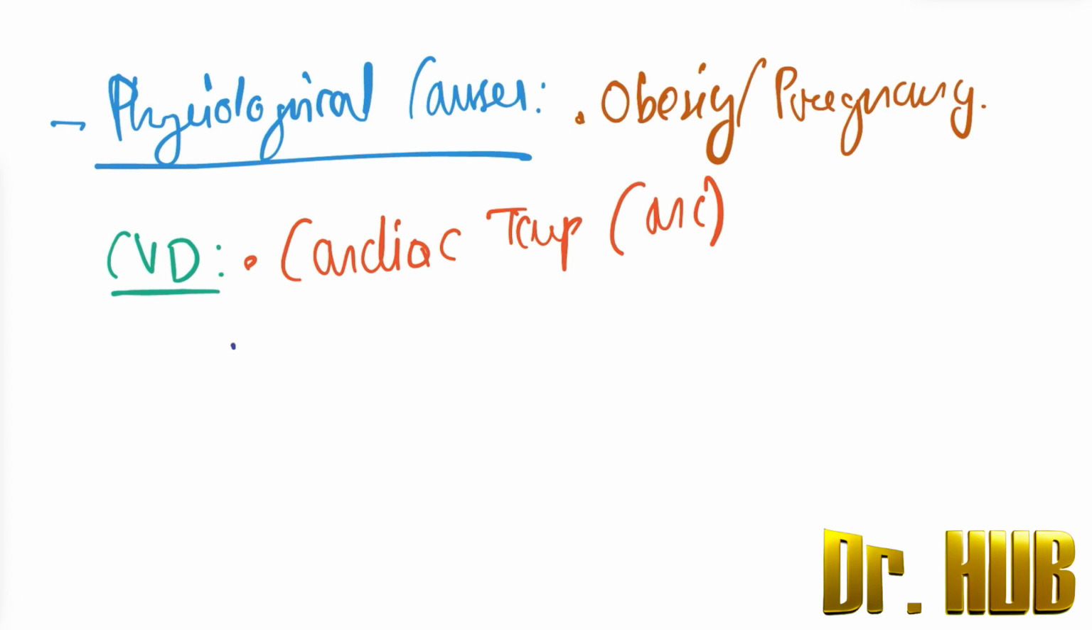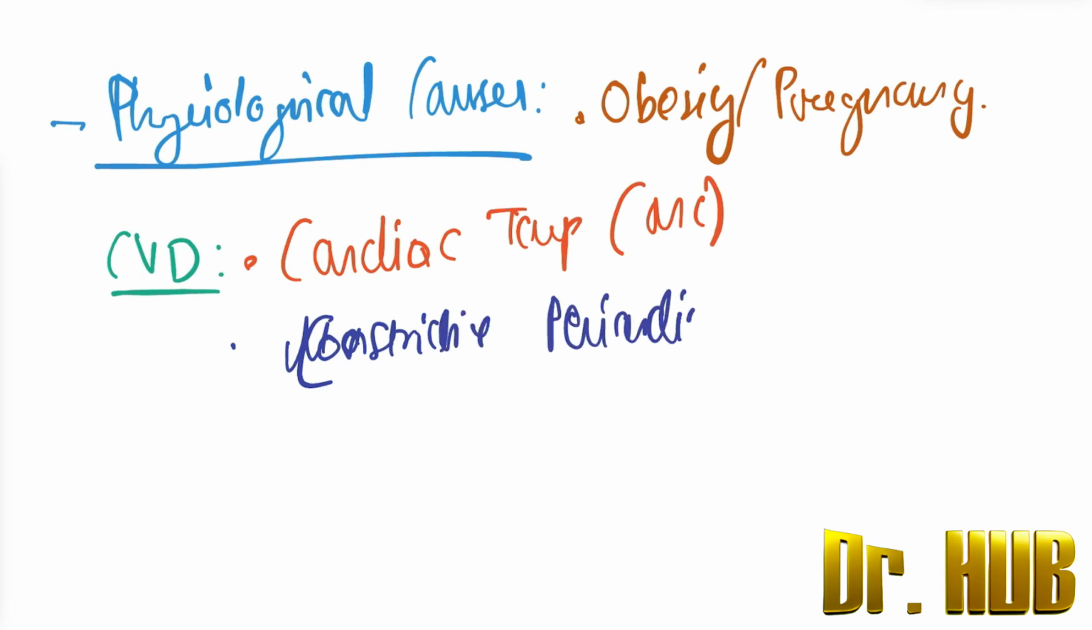Next is the presence of massive pleural effusion. Then there is also constrictive pericarditis, which is present in one-third of cases. So the most common is cardiac tamponade. Next is the third one.